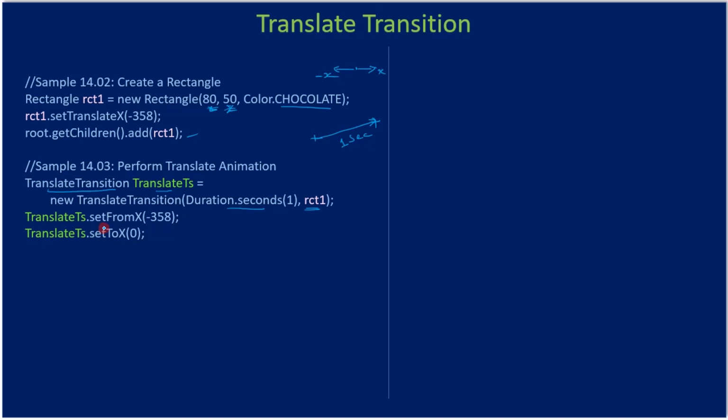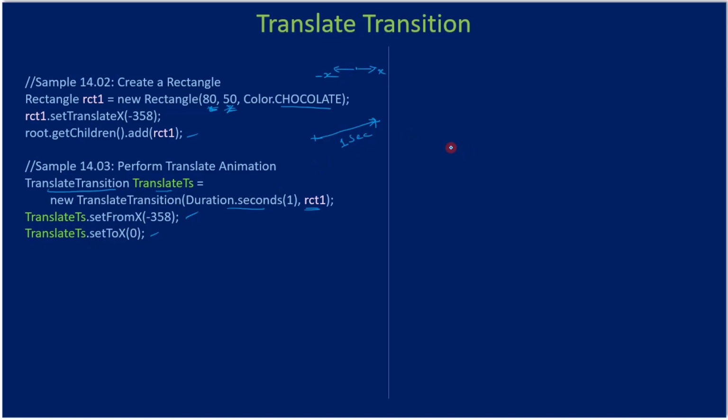Next we create set from X, which is the same. Since the object is already in the required location, it's okay to specify from X. Why? Because the animation asks for a from and a to location. So we specify the same location in which it is currently residing. Then set 2x. So this is 0. That's what we are giving, 2x.